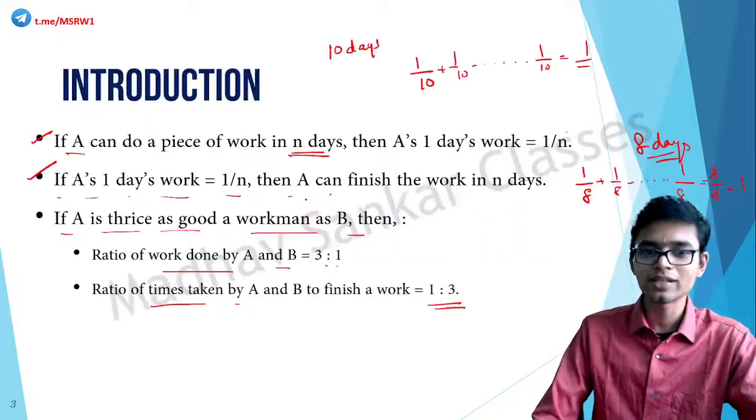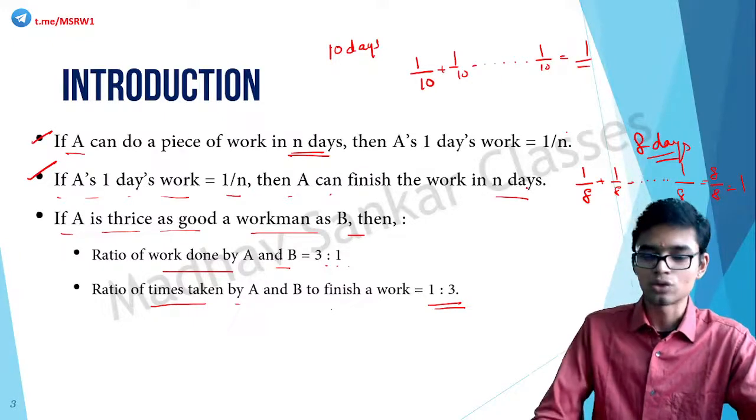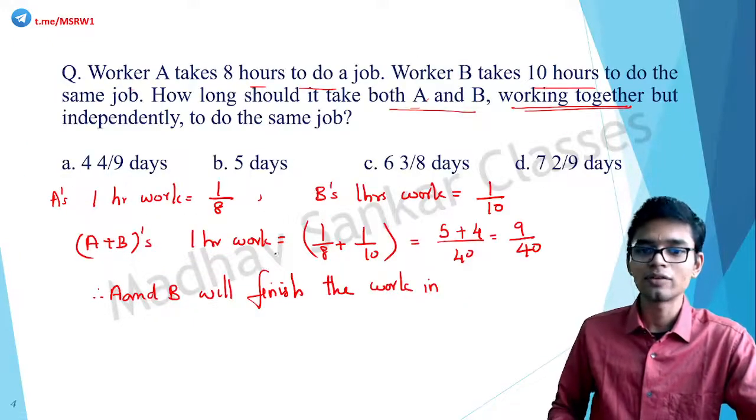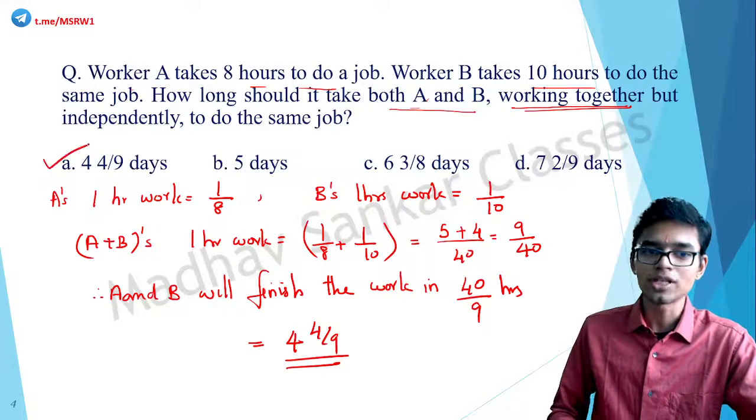Correct. Look at the first slide again. If A's 1 day's work is 1/n, then A can finish the work in n days. So here A plus B's 1 hour work is 9/40. So A and B together will finish the work in 40/9 hours. This is equal to 4 and 4/9 hours. So the correct answer is option A.